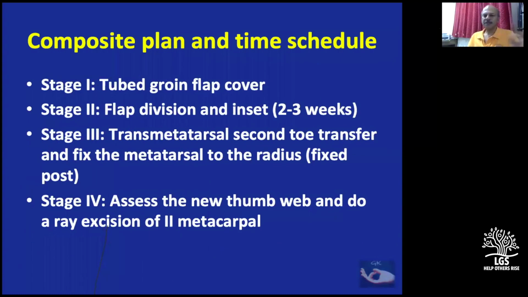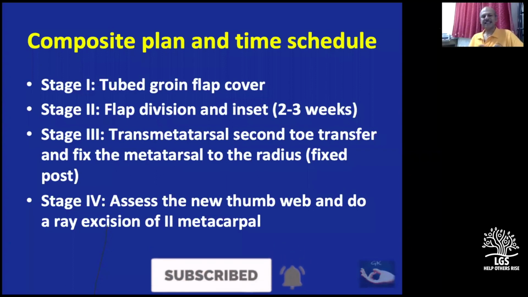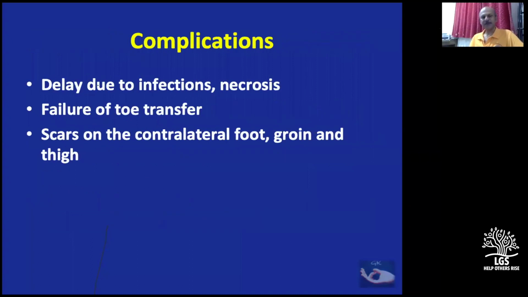So the composite plan and time schedule would be as follows, in my opinion. First is tubed groin flap cover. Second stage would be a flap division and inset at the end of 2 to 3 weeks. Stage 3 would be a transmetatarsal second toe transfer and fix the metatarsal to the radius and give a fixed radial post. He already has a good complete length functioning ulnar post. And stage 4, I would assess the new thumb web and do a ray excision of the second metacarpal.